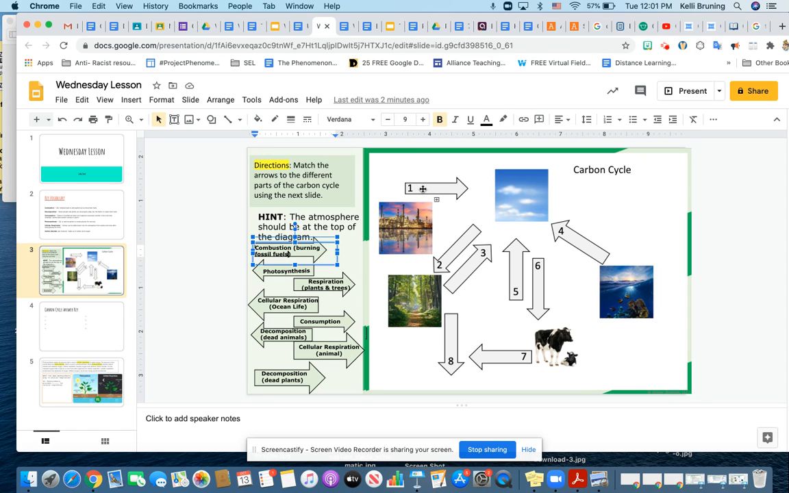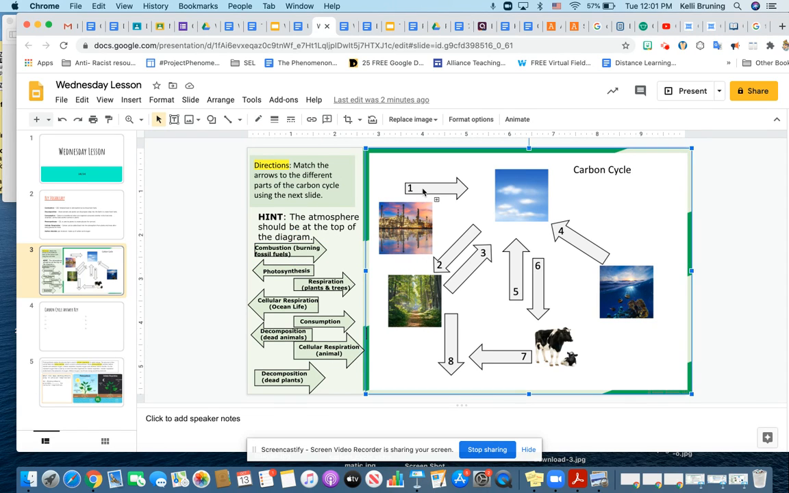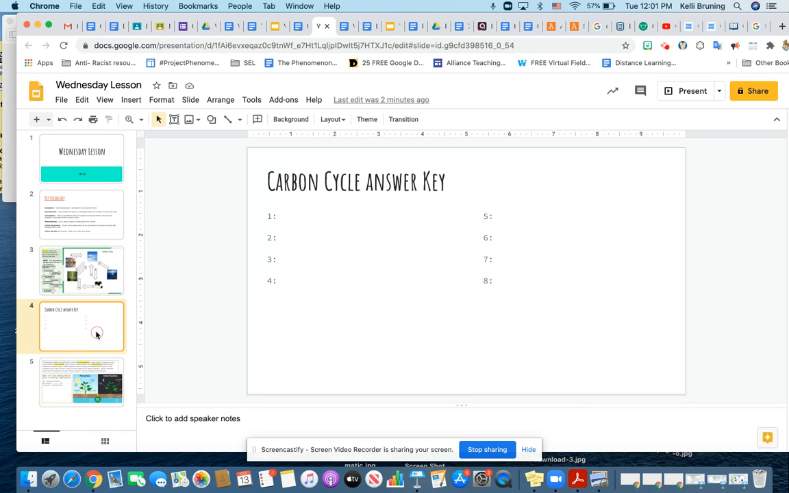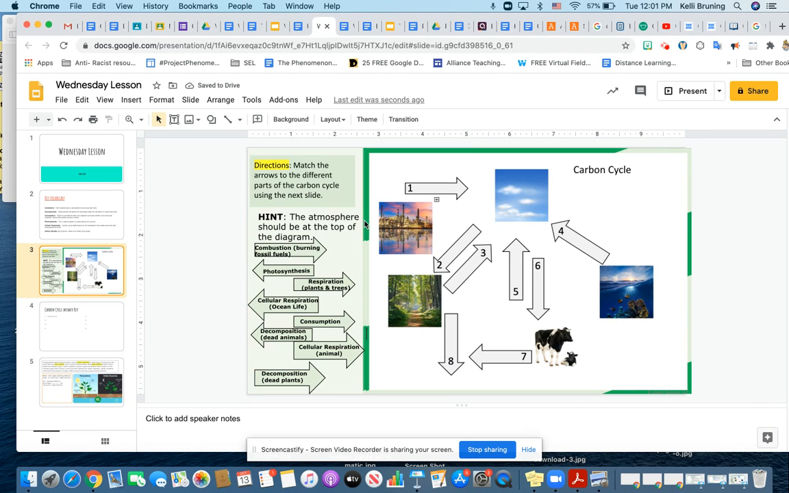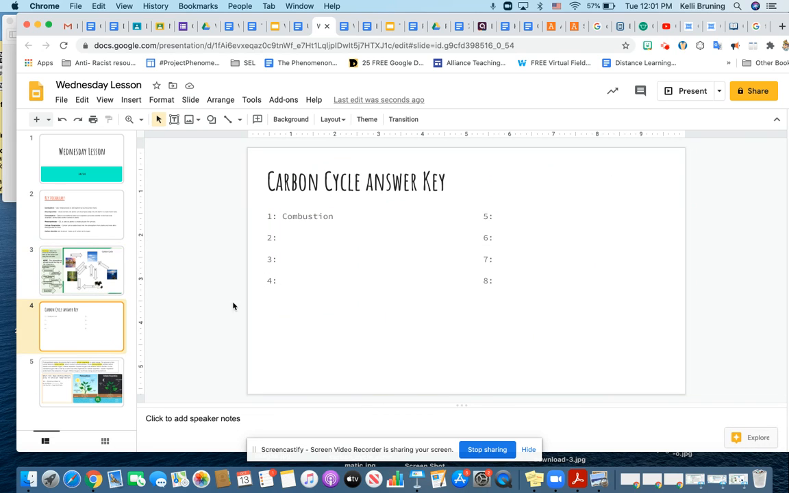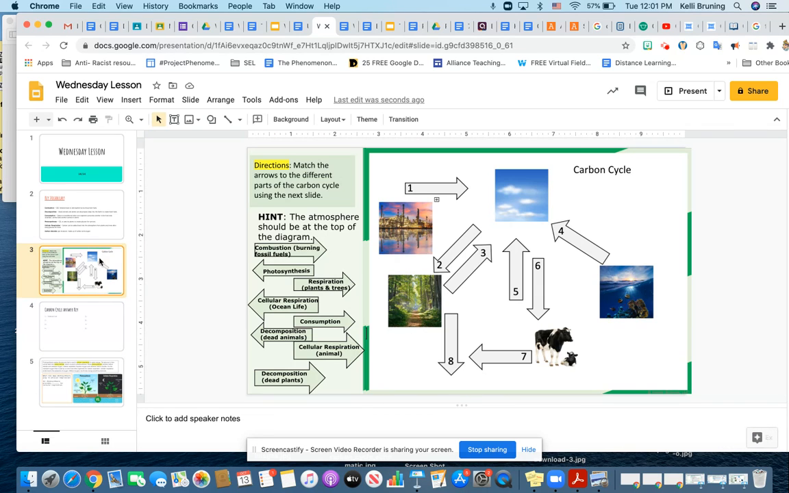So you have your number one arrow. And you can go to the next slide and type in combustion, since that represents the burning of fossil fuels. And you would do that for the next arrows as well, matching their number to the correct arrow.